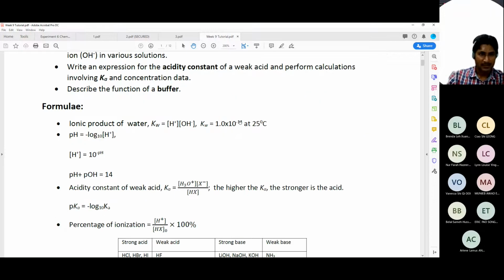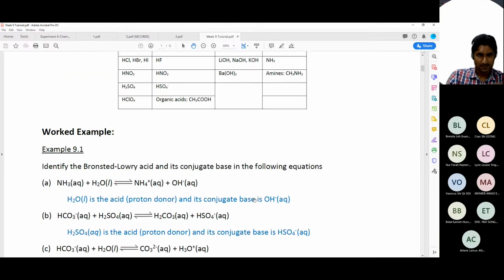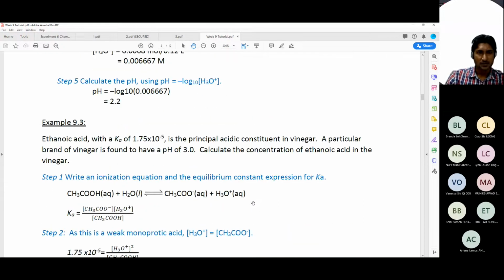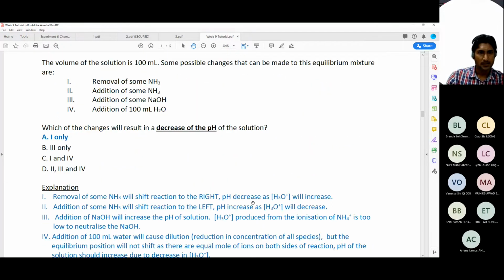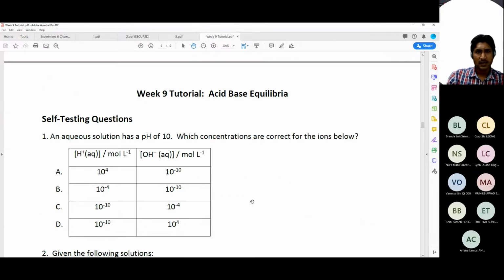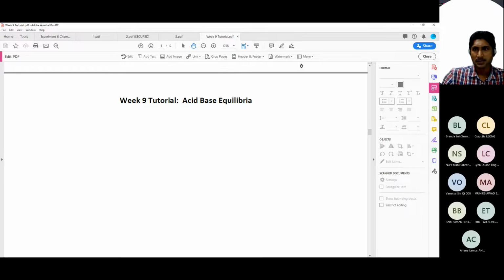So I am guessing that you have had a try of these worked examples, and we'll move to the self-testing questions very fast. If you have any question, please stop me, otherwise I'll go fast, and then you can ask anytime. All right, I cannot see the chat box, so you have to unmute yourself and use it.